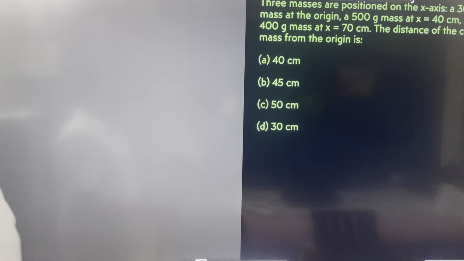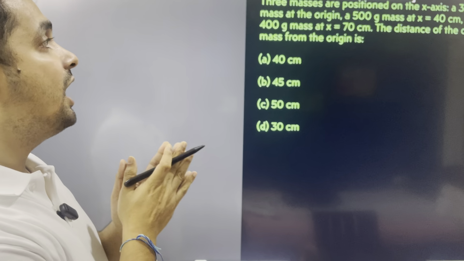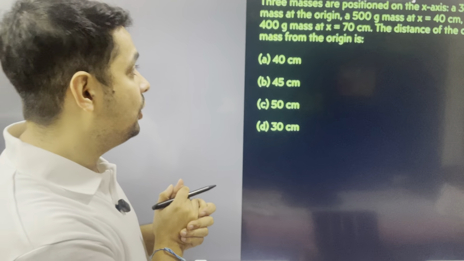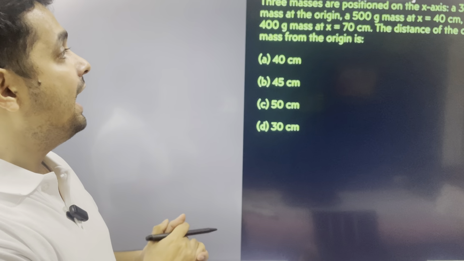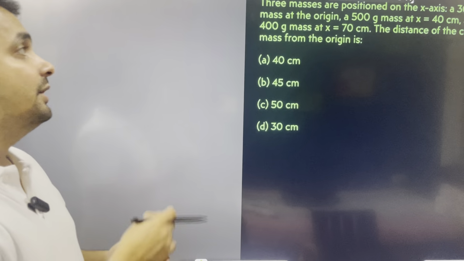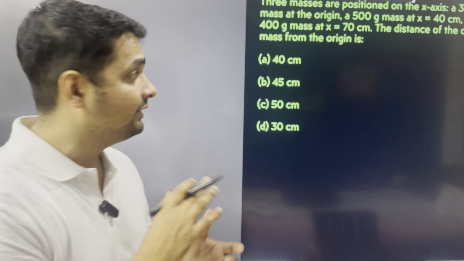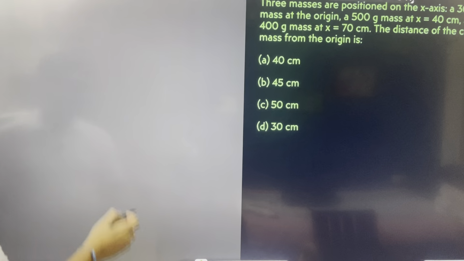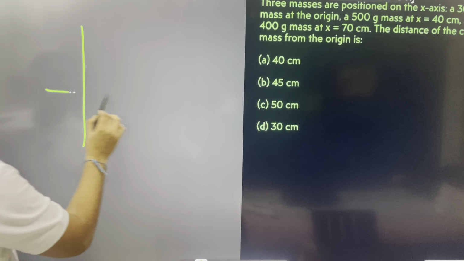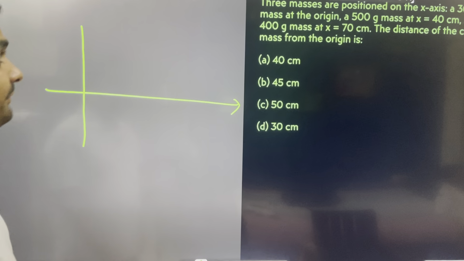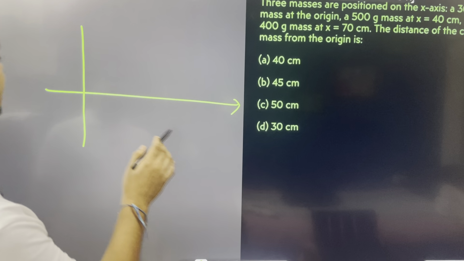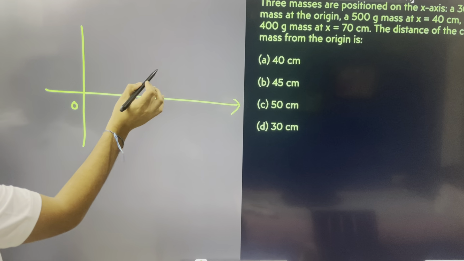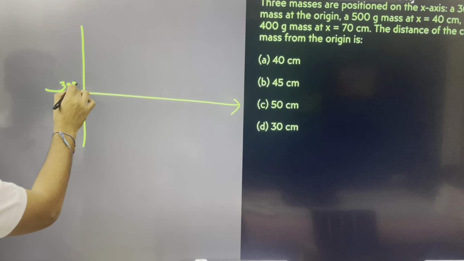Okay, so here one question is there. Three masses are positioned on the x-axis: a 300 gram mass at the origin, a 500 gram mass at x equals 40 centimeter, and a 400 gram mass at x equals 70 centimeter. The distance of the center of mass from the origin is? So we will draw this first. Here every particle is on the x-axis only. The first particle, the 300 gram, is at the origin. So at the origin, which mass is there? 300 gram.